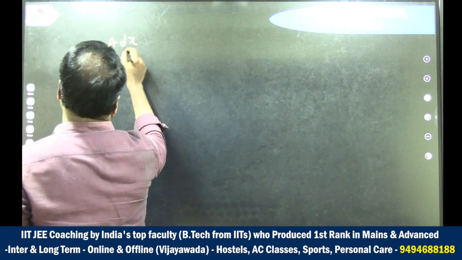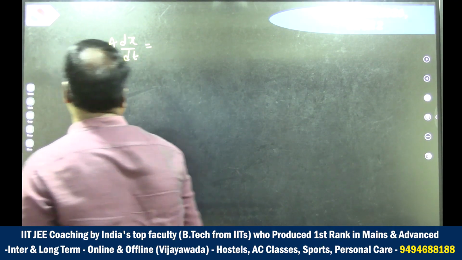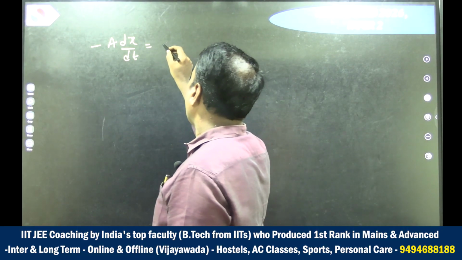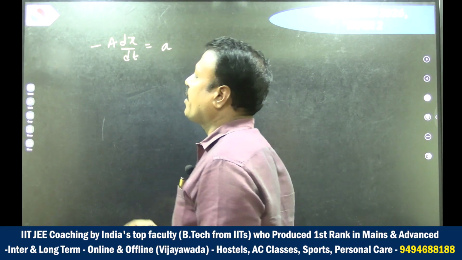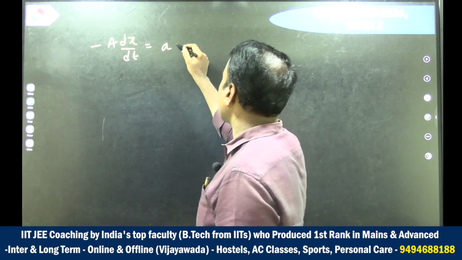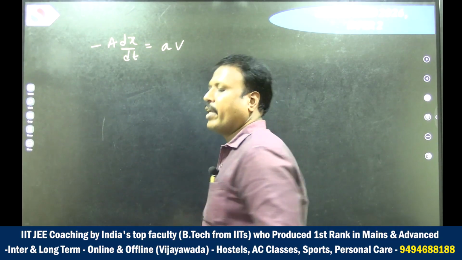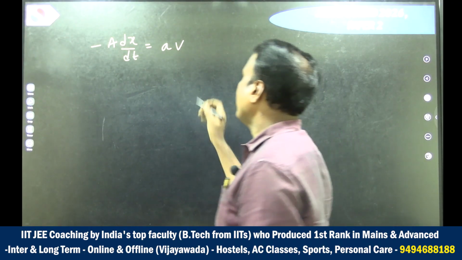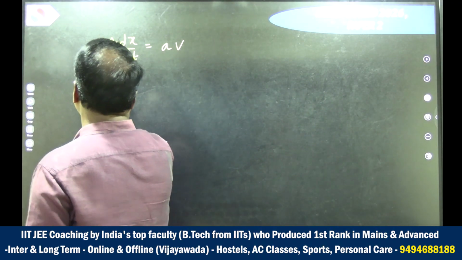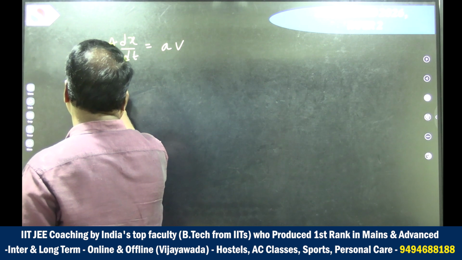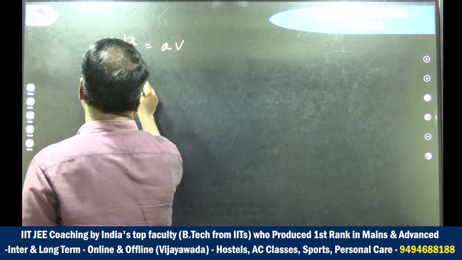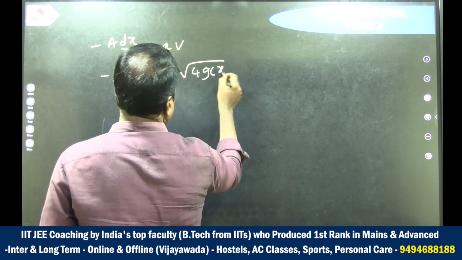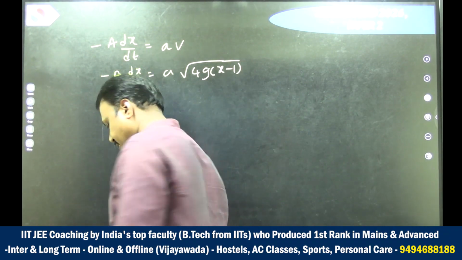Here it becomes minus A into dx by dt. Minus indicates the relation between x and t, and here the cross-sectional area of the hole is taken as a and the velocity v. As we know, rate of flow is the product of area of cross-section and velocity. Now it is time to substitute the velocity term here. The velocity is root of 4g into x minus 1.